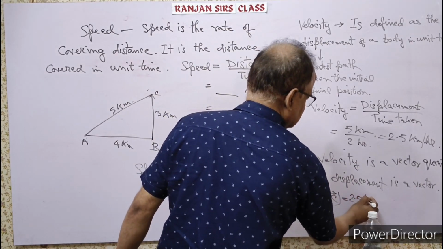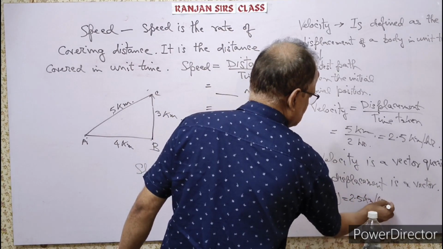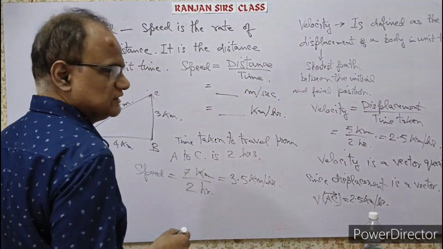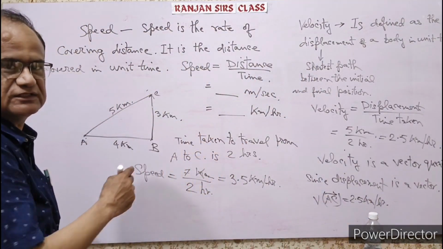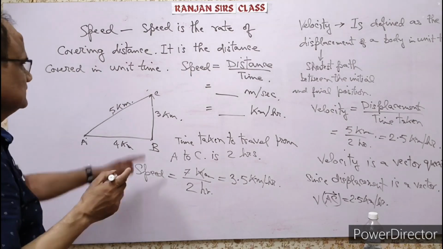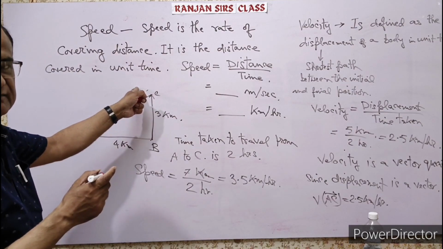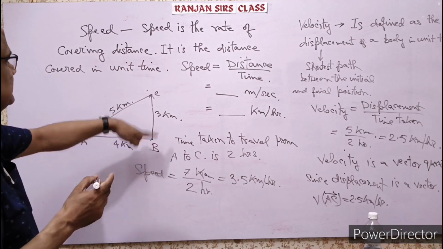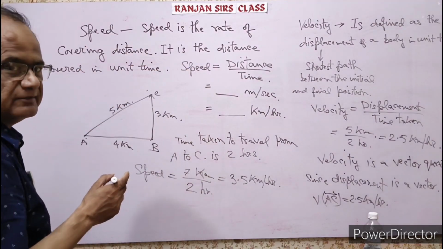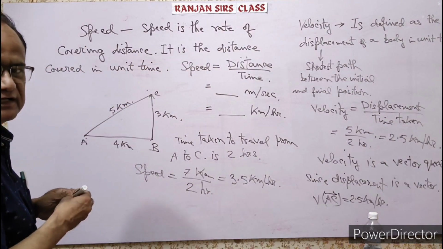And what was the speed? The speed was 3.5 kilometers per hour. Now hope you have understood the difference between speed and velocity. Speed was a scalar quantity, remember, since it was distance divided by time taken. Hope I have made myself clear.